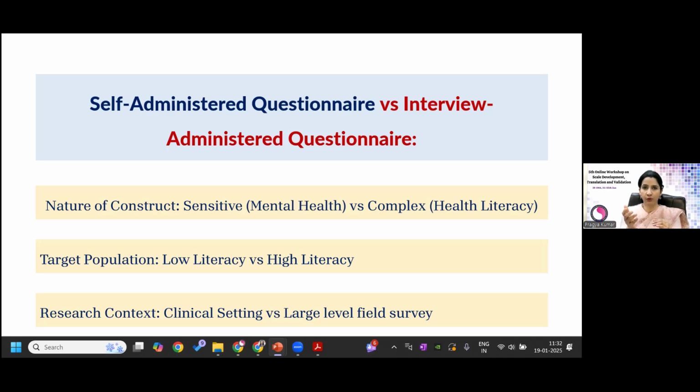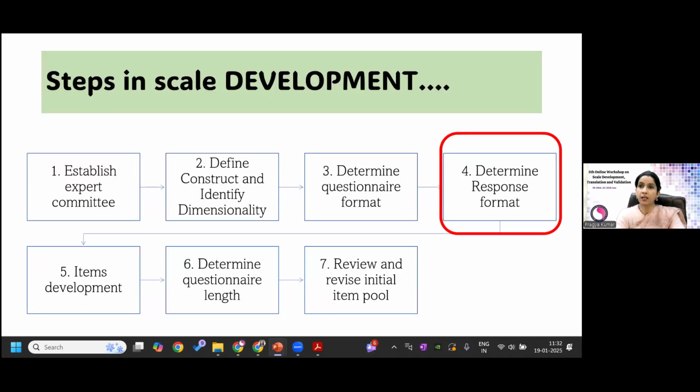Like Ansi was also asking yesterday. So yes, you can decide, Ansi, seeing the literacy status of your patient, seeing the feasibility, seeing the number of people, whether it should be interview based questionnaire or whether it should be a self administered questionnaire. Now coming to the response format.